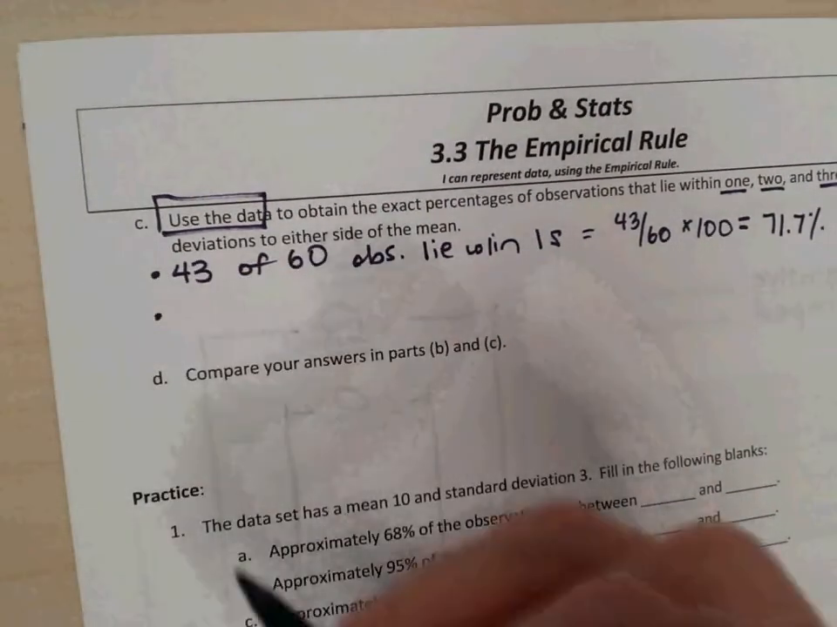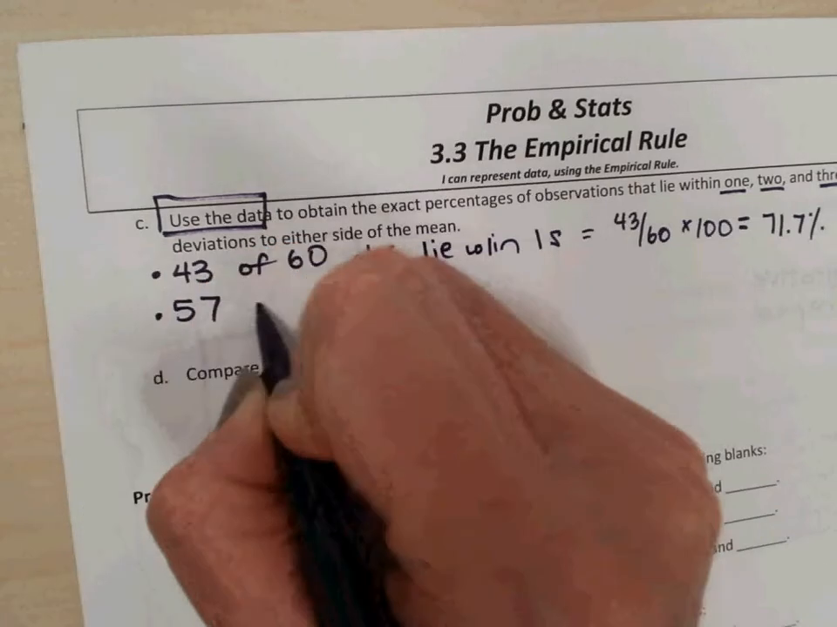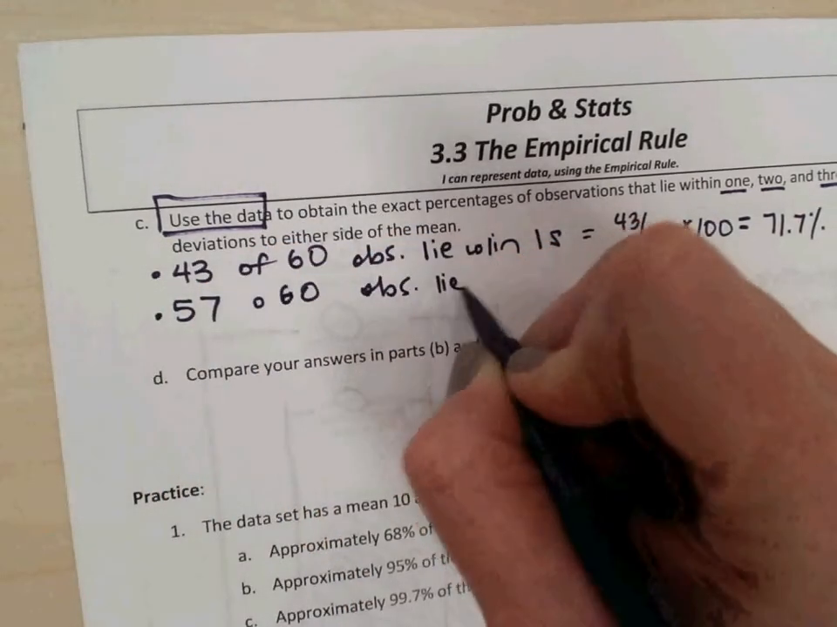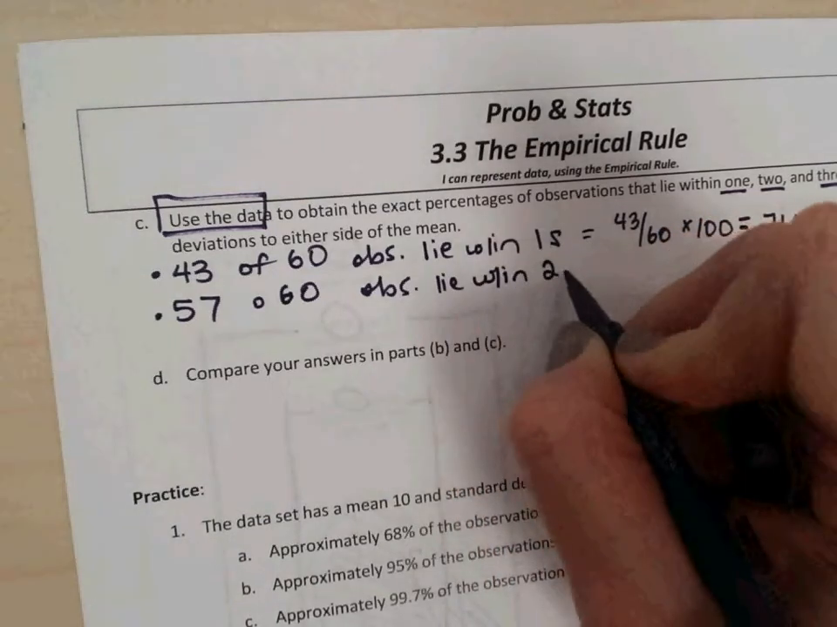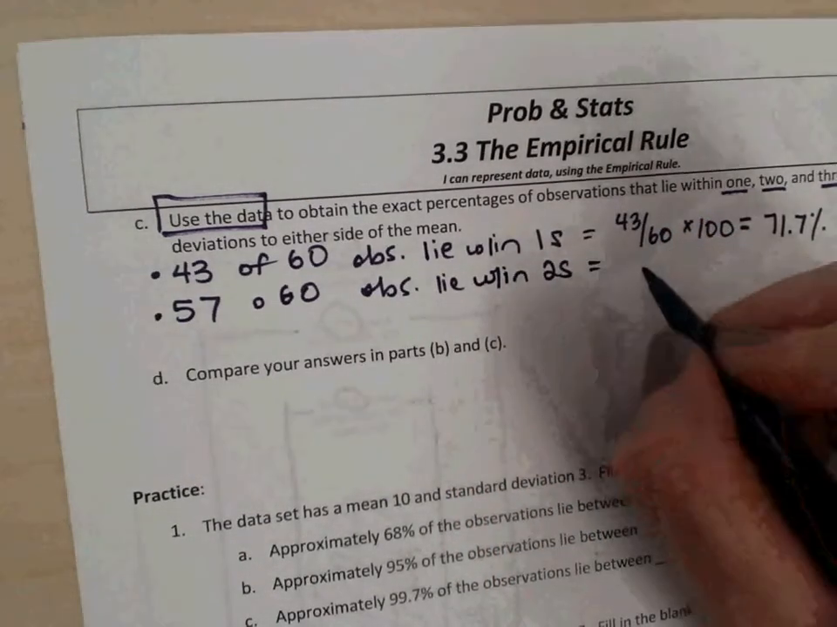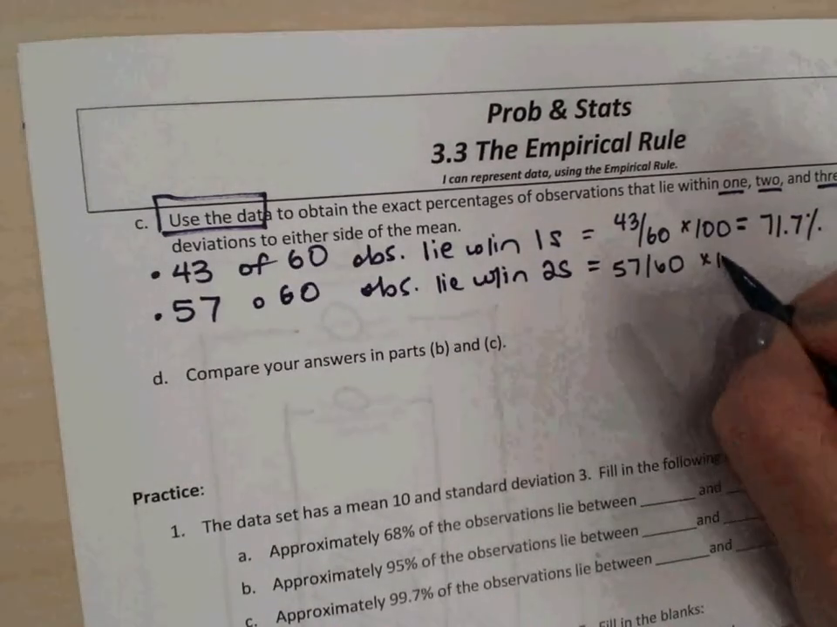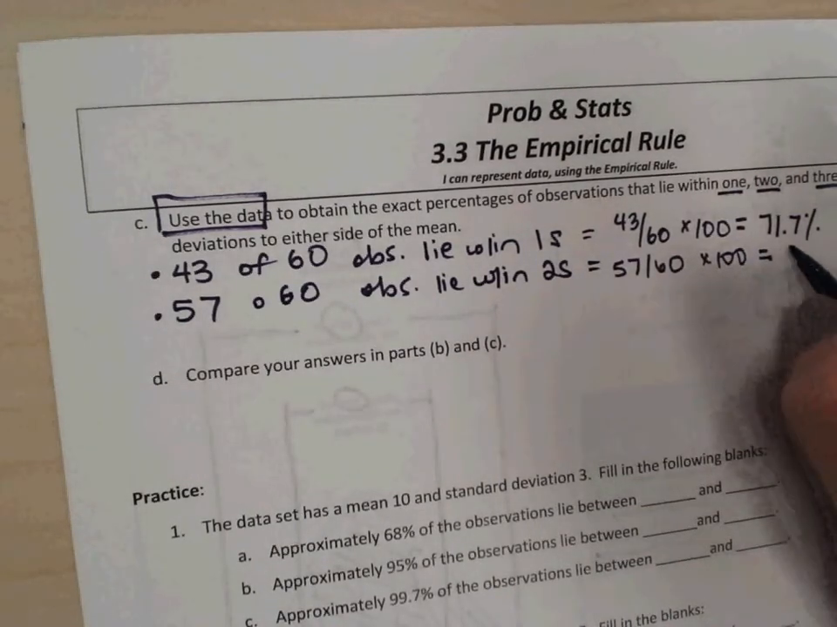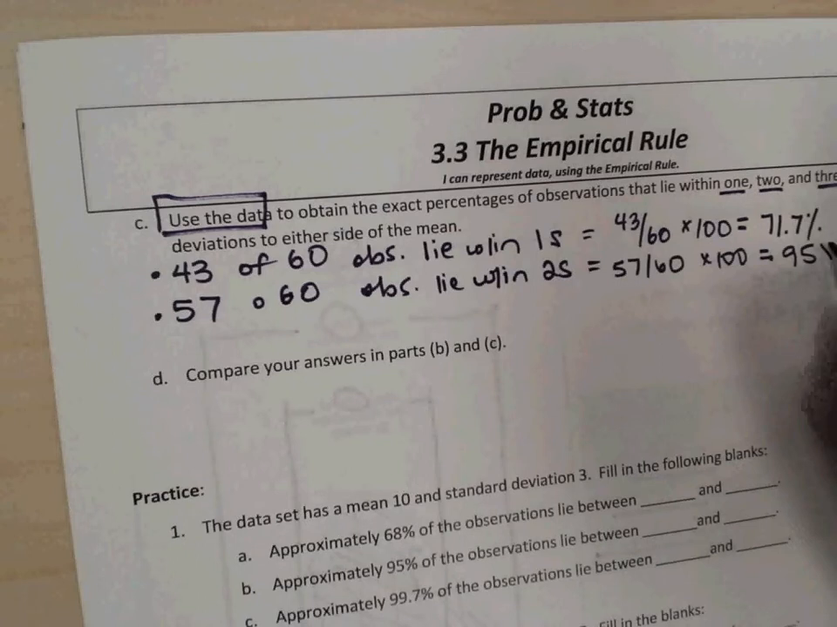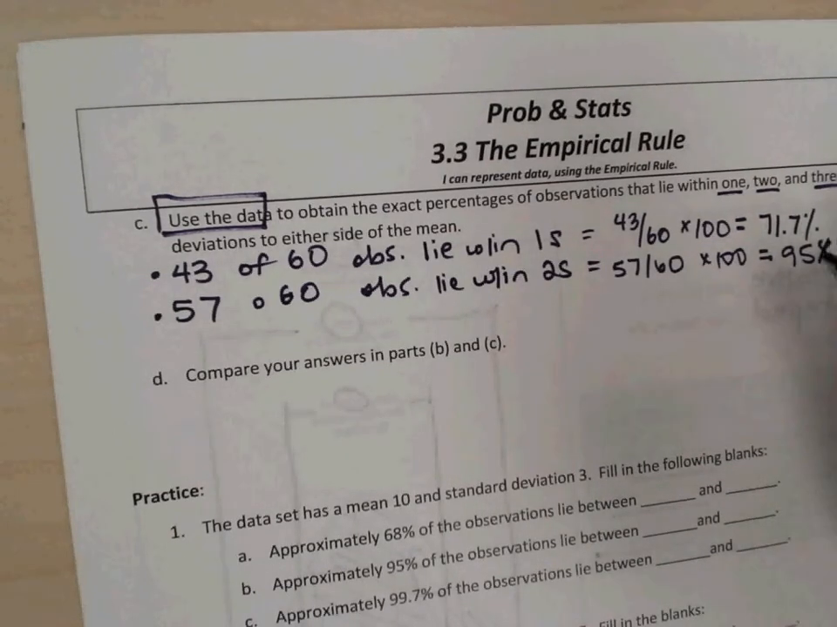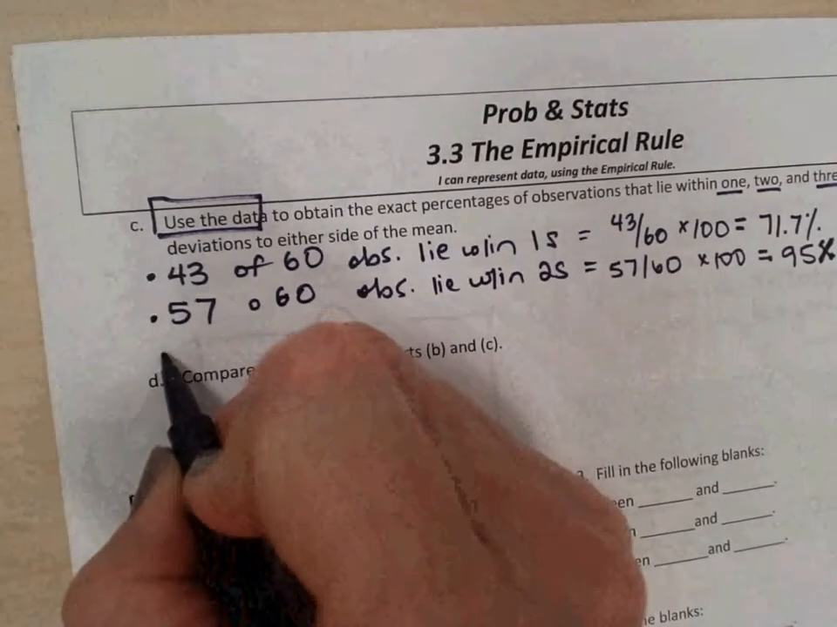If we were to count them up, 57 of the 60 observations lie within 2 standard deviations. So 57 divided by 60 times 100 to find the percent. That one is right on. I drew my percent sign backwards. Percent. Sorry, that does not look like a percent sign.